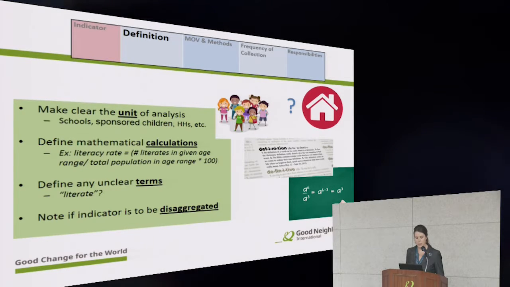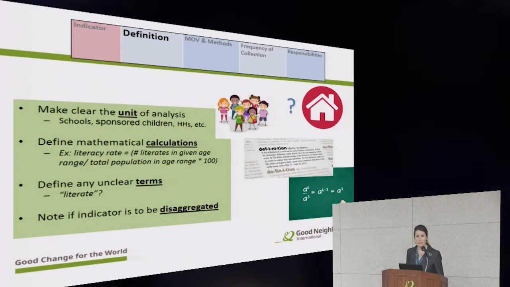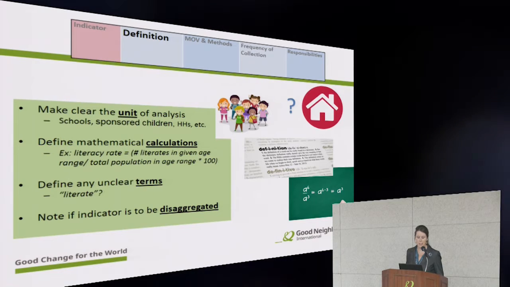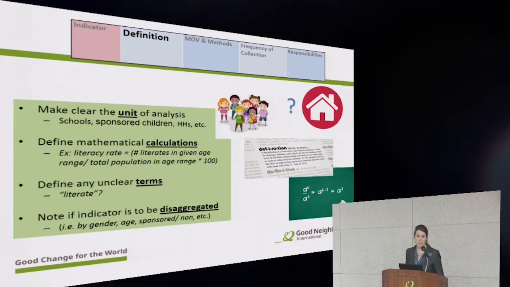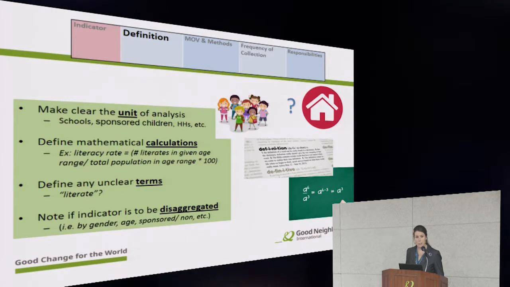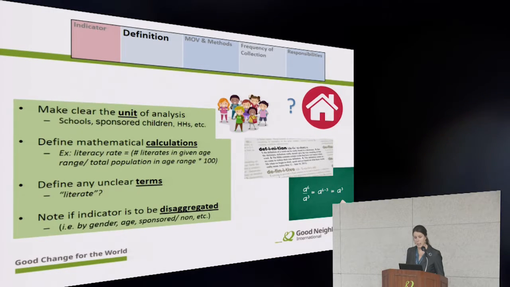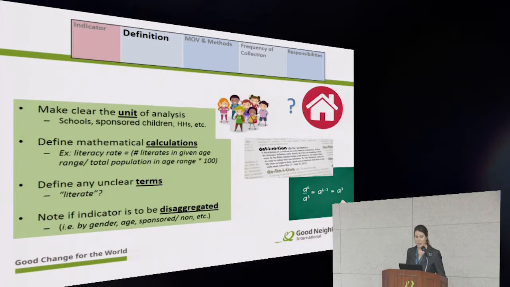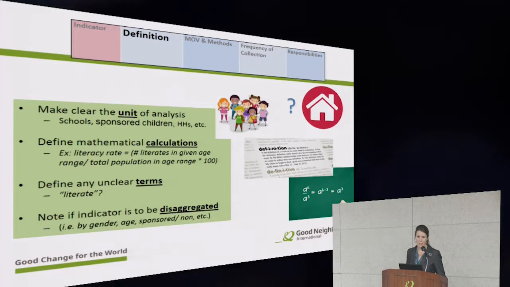We need to determine ahead of time and put into this plan if we're going to disaggregate the data, if we need to see it by gender or disaggregate by age, sponsored or non-sponsored. We need to decide those ahead of time and put it into our plan because it'll be too late after we collect the data.